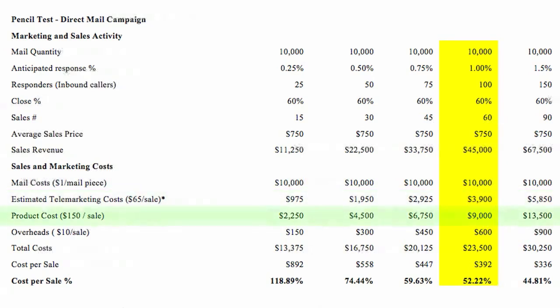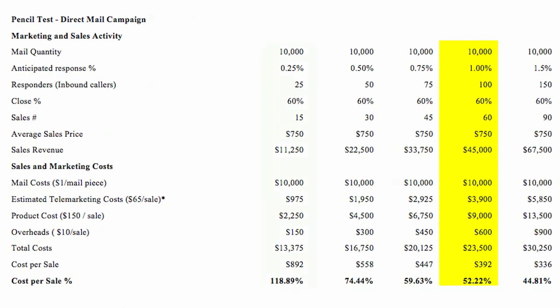Now I've got product cost. I've established that to be $150 per sale for this exercise. Again, this is something you need to determine with your finance department. Make sure you've got that right. Also with your overheads, I've put them down at $10 per sale. Just for this exercise, again, you need to check that with your finance department. Make sure you've got that figure right. Total cost is simply adding up all those costs based on the response rate. You get your total costs, and then your cost of sale is basically dividing your total cost by each sale, and your total cost per sale percentage is the total costs as a percentage of the actual revenue.